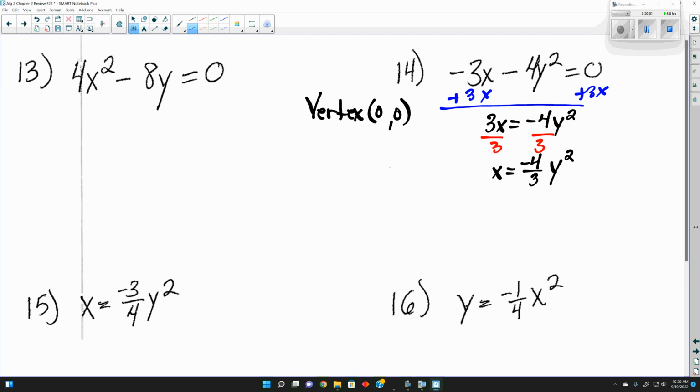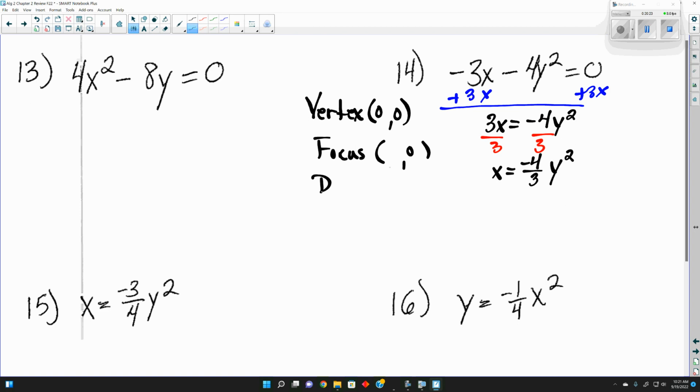Vertex is 0, 0. For all these here, it's 0, 0. That's just the general form, because we didn't move it away from the origin. Now, because the y is being squared, the focus is exactly p comma 0. Focus is the point p comma 0.